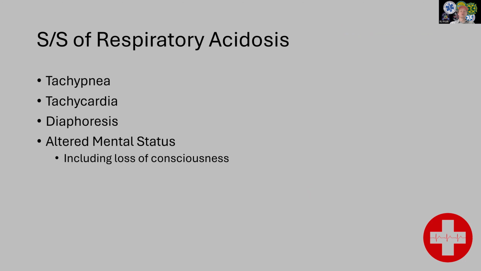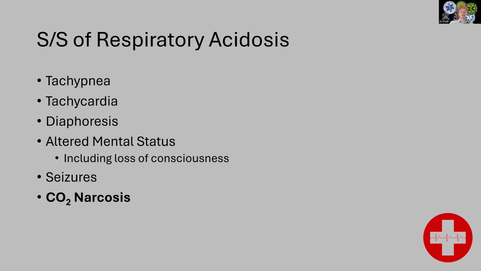So we're going to take a minute. We're going to look at the signs and symptoms of acidosis, high acidity, relative to a problem with our respiration. Tachypnea, tachycardia, sweating, altered mental status, seizures, and we group all of these together into something called CO2 narcosis. This is the term that I want you to replace hypoxic drive with in your head.